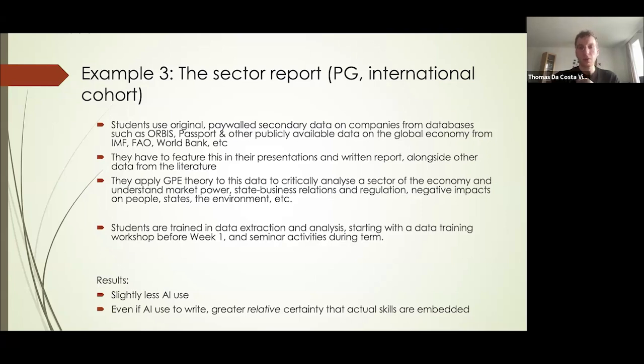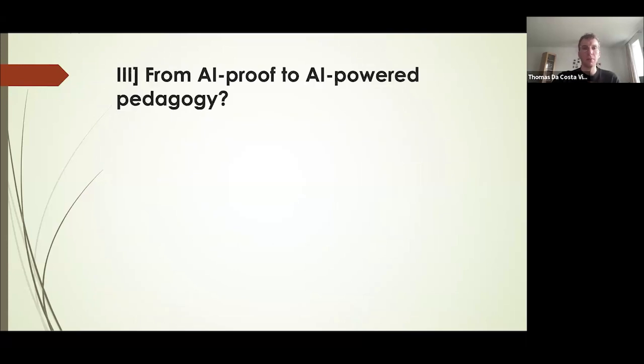I think in terms of results, again, this has been running for a few years now. You can definitely see that there is at least slightly less AI use. And even if you can feel some of the AI being used to write, especially to talk about literature and things like that, the actual data bits tell you that the skills are there. The students actually have to do this work, at least to some extent. And yeah, it's not perfect, but there's a greater relative certainty that the skills are being embedded, at least in my view. And again, it's not perfect.